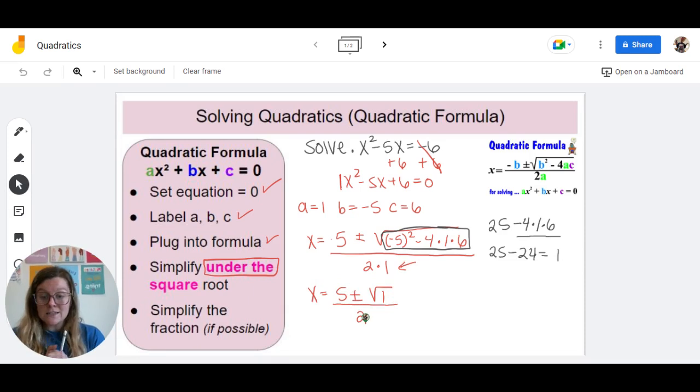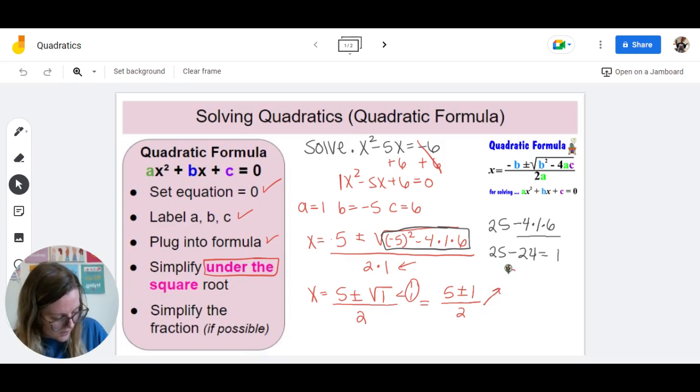Okay, now I get to take the square root of 1. 1 times 1 gives me 1. If you want to do your t-chart or your factor tree, remember 1 times 1, they're the same, so I can factor it out. So I'm going to rewrite this as 5 plus or minus 1 divided by 2. Again, that plus or minus is super important because I have 2 different options. I could have 5 plus 1 divided by 2, or I could have 5 minus 1 divided by 2. And we're going to solve them separately.